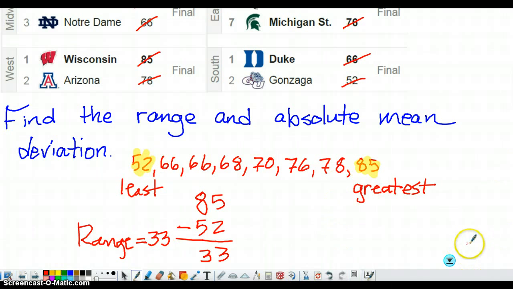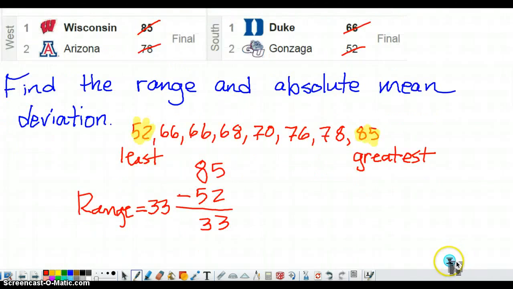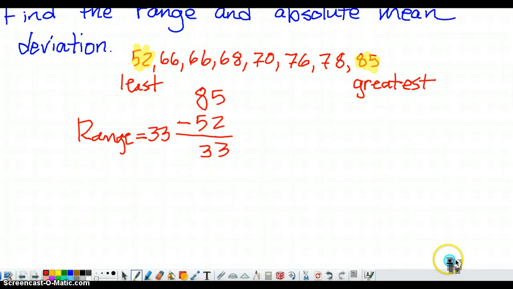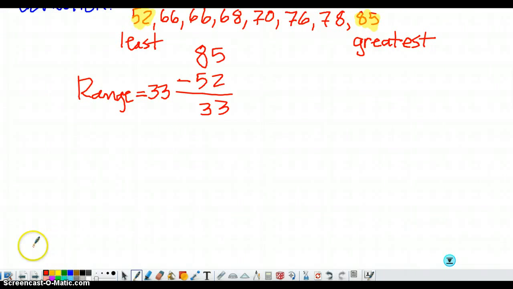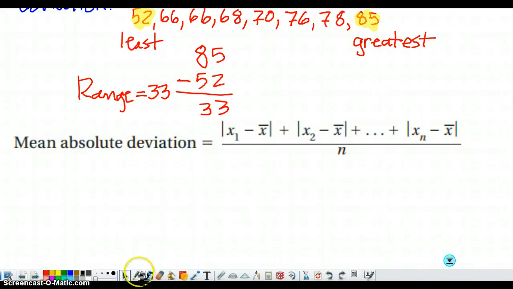Alright, so next we're going to calculate the absolute mean deviation. And so first we want to go over the formula for absolute mean deviation. Alright, so here is our formula for mean absolute deviation. And so we notice a couple things that we've learned recently. The absolute value brackets are here, and also we see this x bar. And so what this means is if we have an n number of values, so however many numbers we have, and in this case 1, 2, 3, 4, 5, 6, 7, 8, this n would be 8.